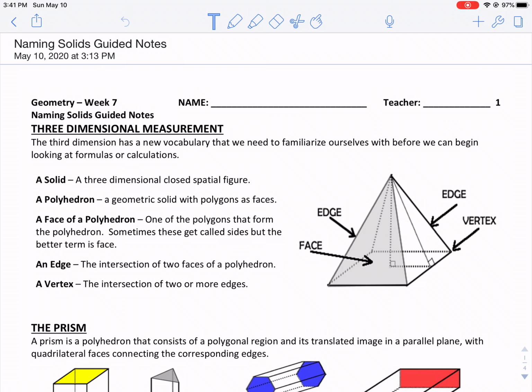The first section, today's video, will be talking about naming solids and the volume of prisms and cylinders, right? The second video will be about the volume of spheres, hemispheres, pyramids, and cones. All right, so once again, this video will be about naming solids and the volume of prisms and cylinders. The second video will be about the volume of pyramids, cones, and spheres. All right, so without further ado, let's get started.